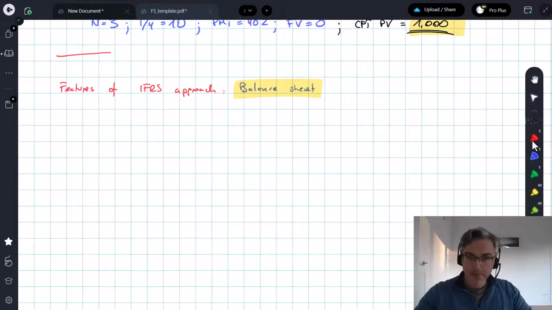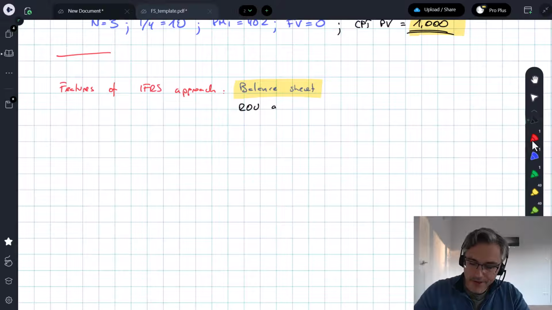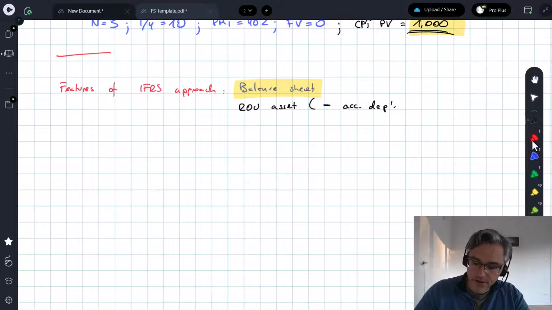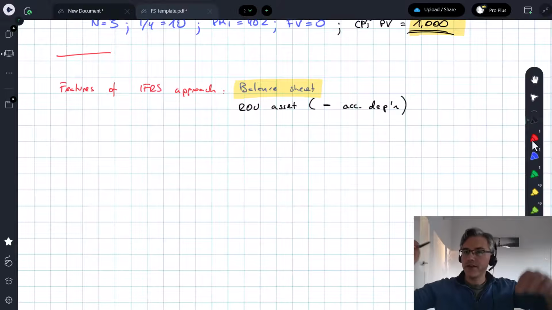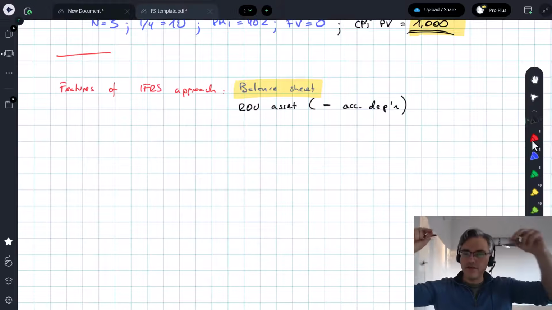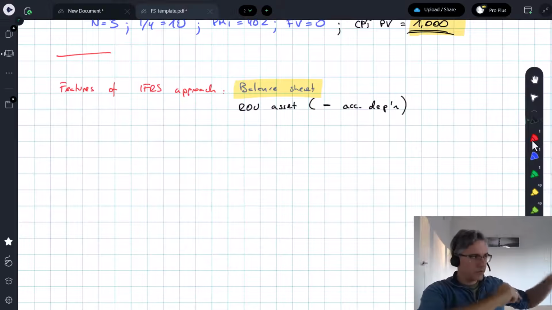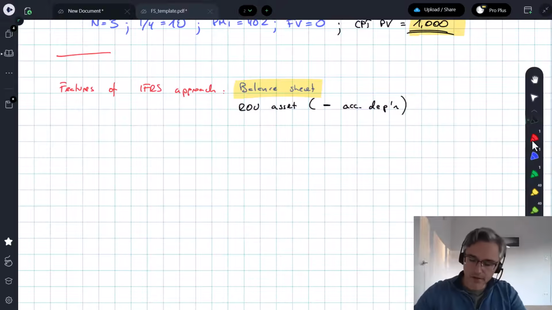Remember, we're talking about the lessee, the user. They will have two things: the ROU asset, so right of use asset, where we are deducting accumulated depreciation all the time. Obviously, the starting point is the PV of the lease payments, but then we deduct subsequently accumulated depreciation.